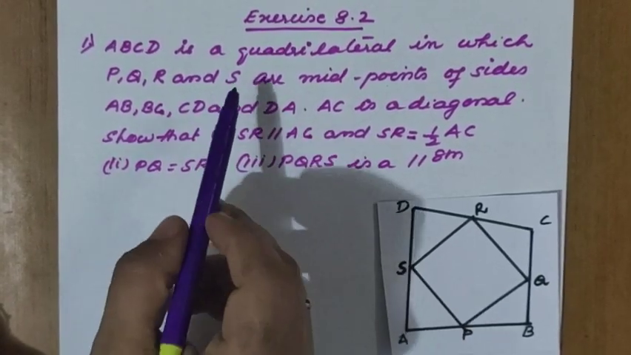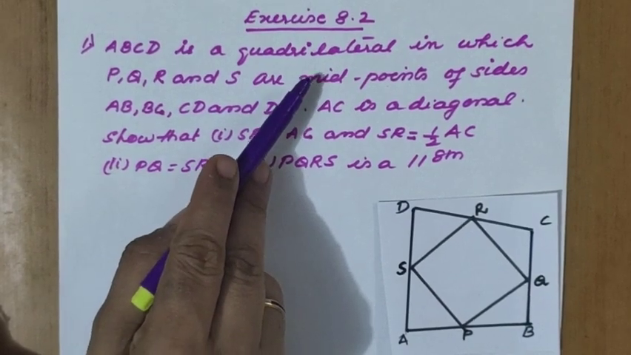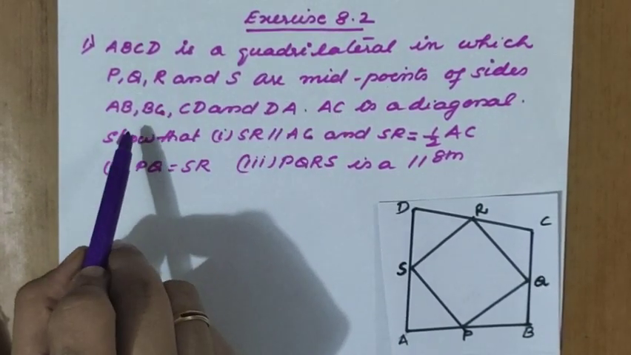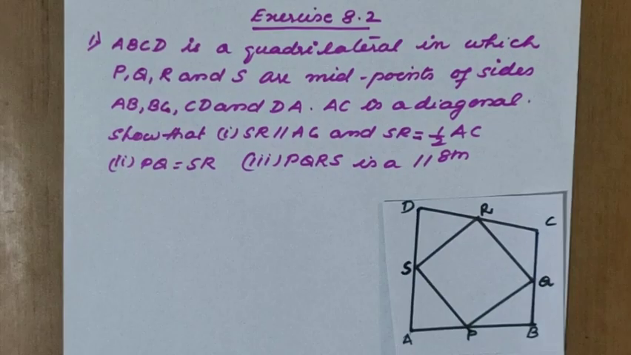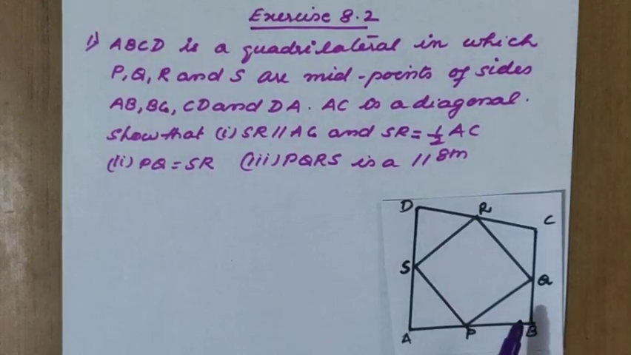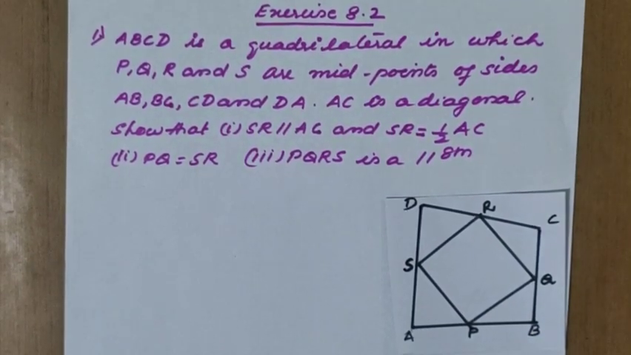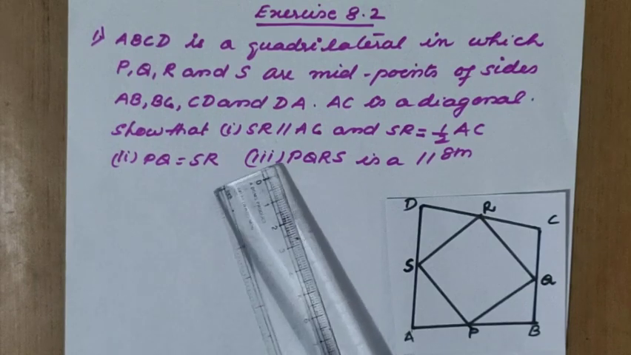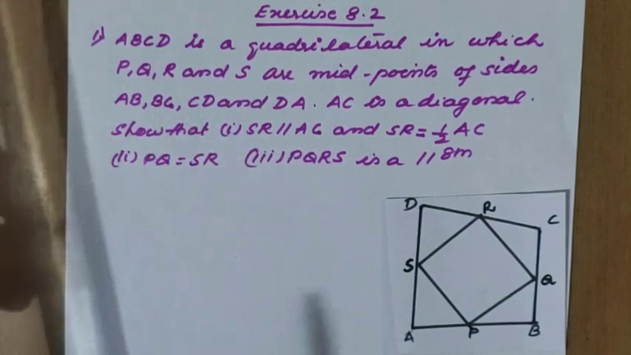Exercise 8.2, first question. ABCD is a quadrilateral in which P, Q, R, S are the midpoints of the sides AB, BC, CD and DA. AC is the diagonal. Show that SR is parallel to AC, SR is equal to half AC. And we have to show one more criterion, PQ equal to SR, and PQRS is a parallelogram.